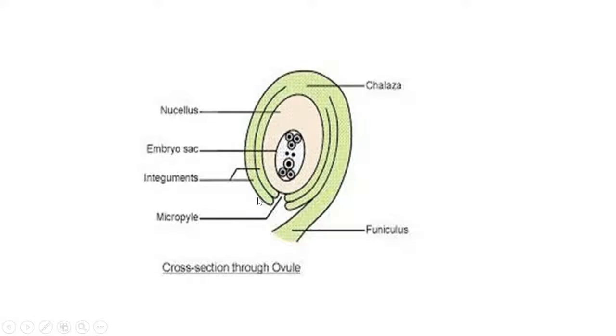This is the diagram of a typical ovule. This is the stalk-like structure, it is called funiculus. Then this is the base of the ovule, it is called chalaza. There are two integuments, they are protective in nature. And at the top of the ovule, there is a small opening.